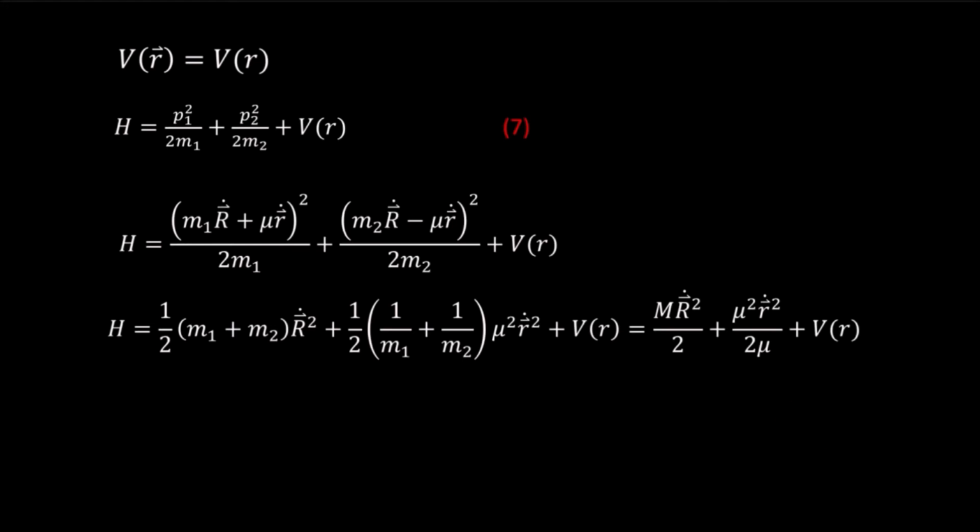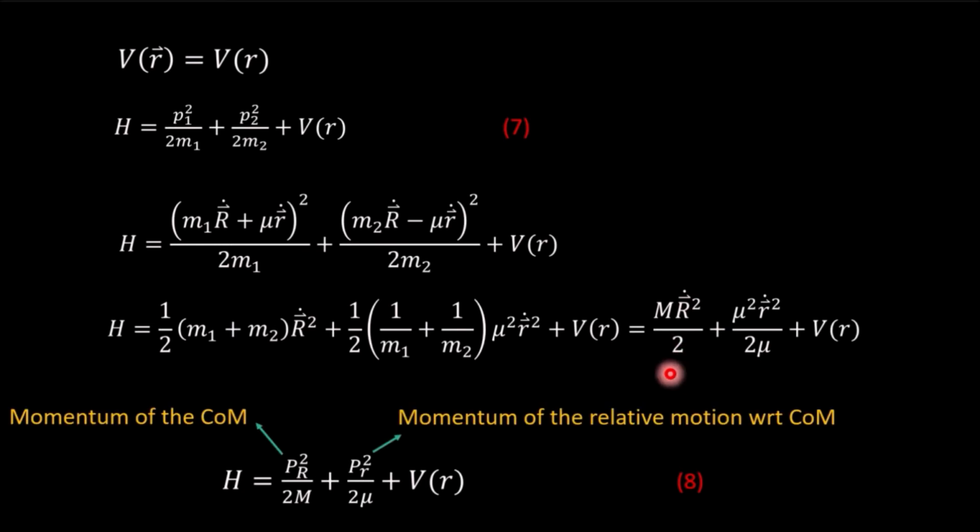Now in terms of momentum, this can be written as follows. This quantity represents the momentum of the center of mass, and the second one gives the momentum of the relative motion with respect to the center of mass. So the Hamiltonian can be written in this form: P R square by 2M plus p small r square by 2 mu plus V of r.